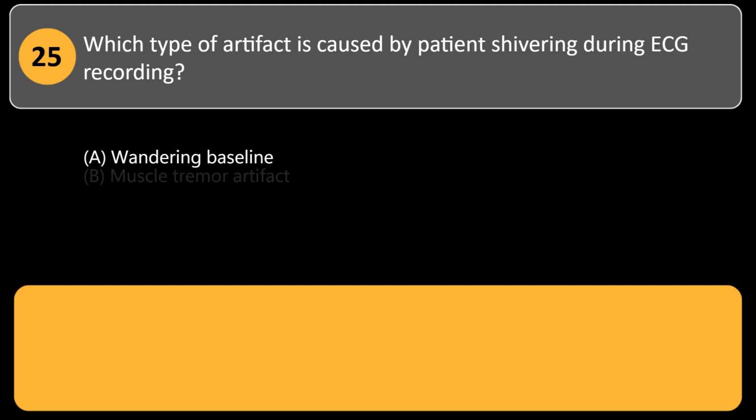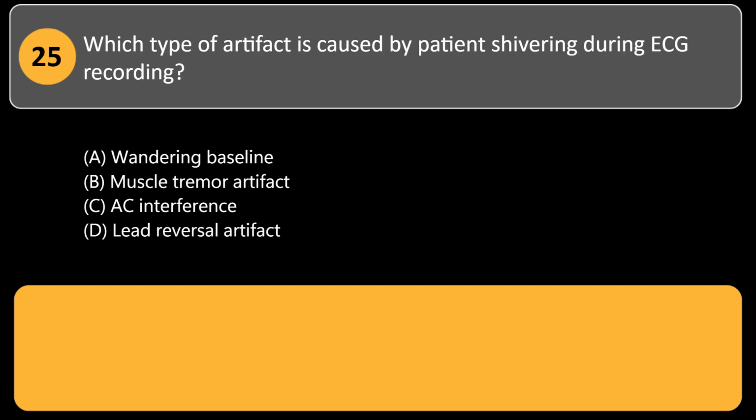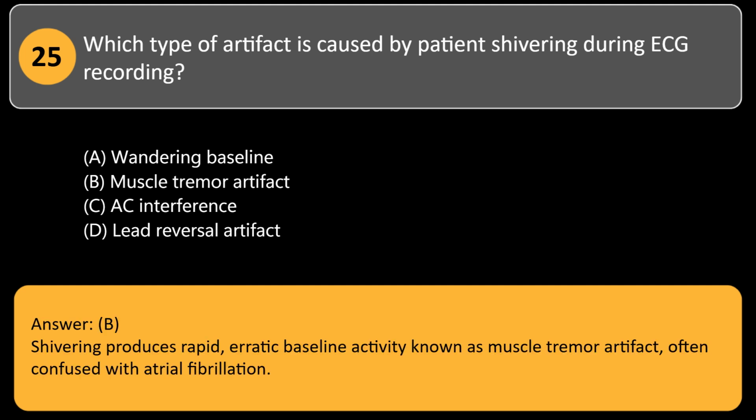Which type of artifact is caused by patient shivering during ECG recording? A. Wandering baseline. B. Muscle tremor artifact. C. AC interference. D. Lead reversal artifact. Answer, B. Shivering produces rapid, erratic baseline activity known as muscle tremor artifact, often confused with atrial fibrillation.